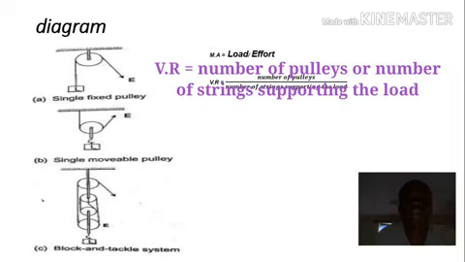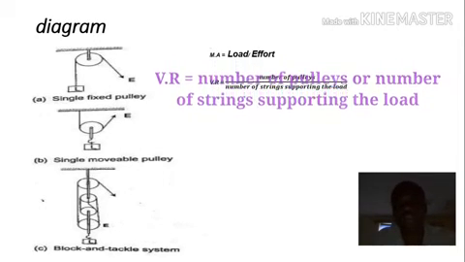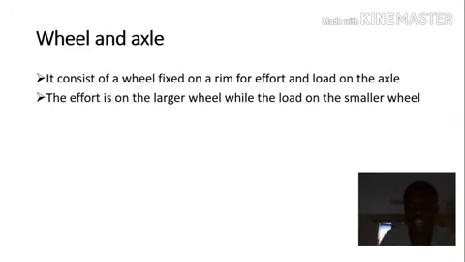Whenever you ask for the MA, mechanical advantage, in pulleys, the formula remains the same: just take load over effort. And VR, velocity ratio, is the number of pulleys over the number of strings supporting the load.